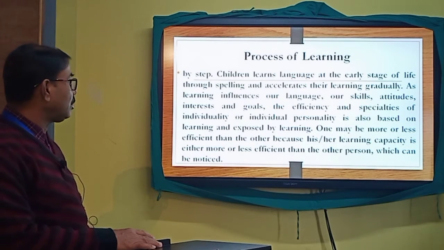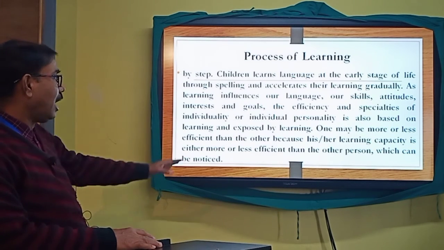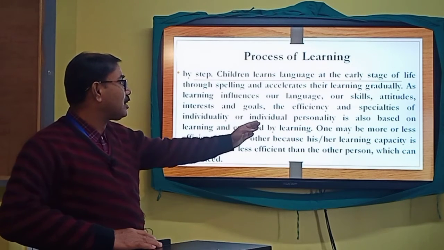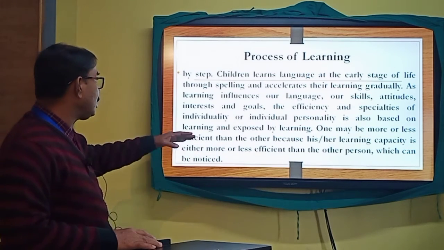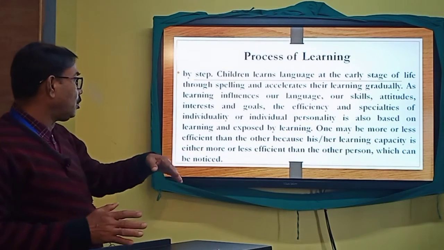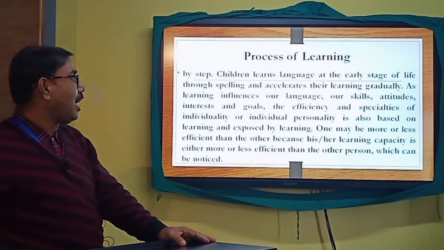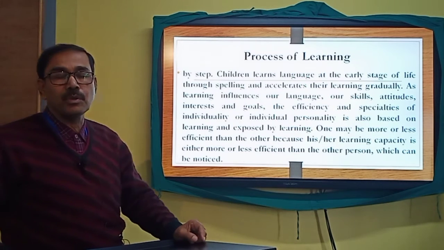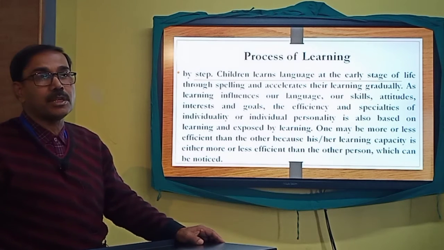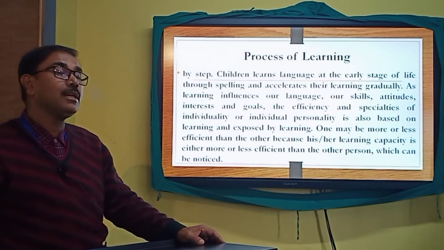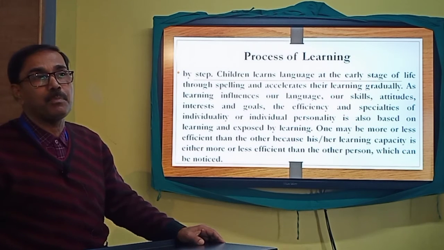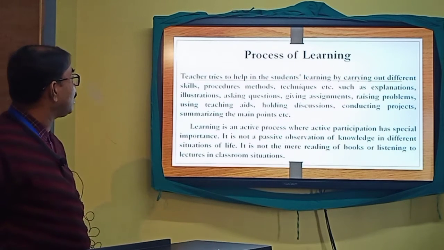One may be more or less efficient than the other because of his or her learning capacity, because his or her learning capacity is either more or less efficient than the other person's, which can be noticed in a scientific manner when we observe, in daily life situations, the learning capabilities of the different people we meet. Let us see the next slide.